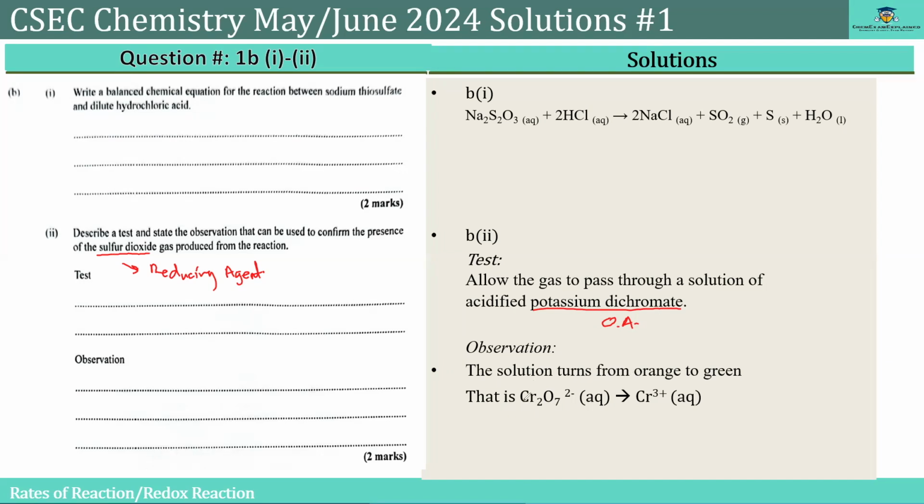Now the observation should include the following. You must know that the dichromate ion is orange. The reason it's orange is because the Cr in the dichromate is in the +6 oxidation state. When the dichromate reacts with the sulfur dioxide, it will be reduced from +6 to +3. And when we have Cr in the +3 state, it is green. So the observation that you should see is your orange solution changing to a green solution.